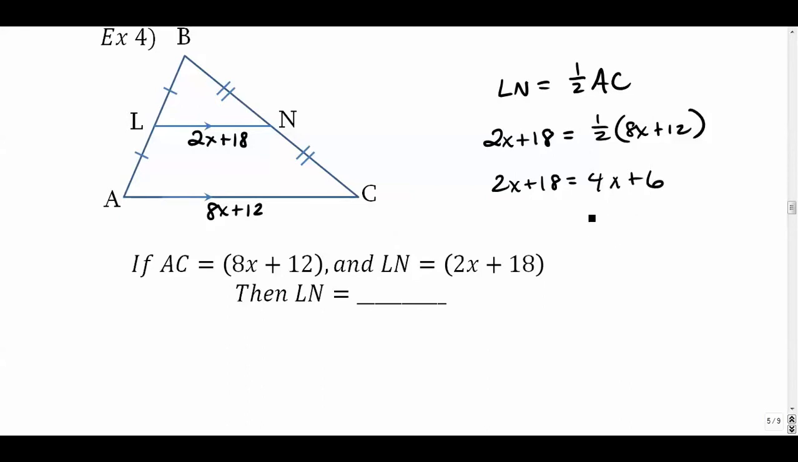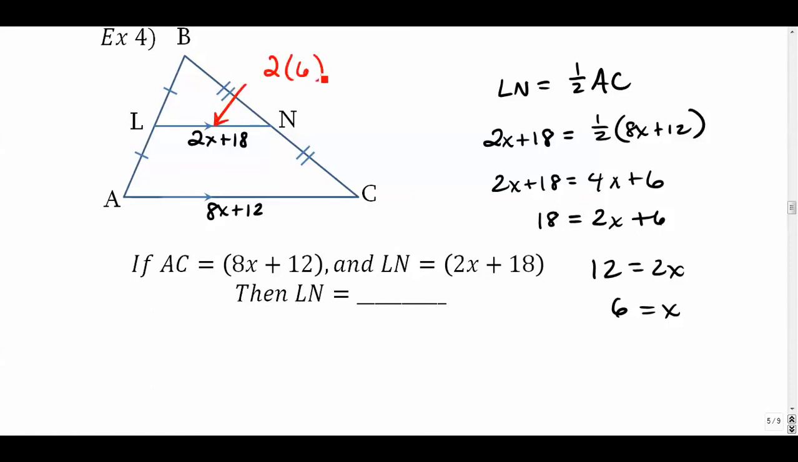I'll go a little bit faster when I solve this time. We get, let's see, 18 is 2x plus 6, so x is 6. It's not asking for x though, it's asking for the length of segment LN, so plug that back in, pretty simple.